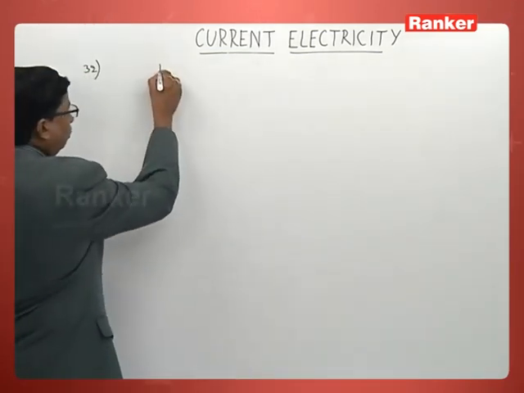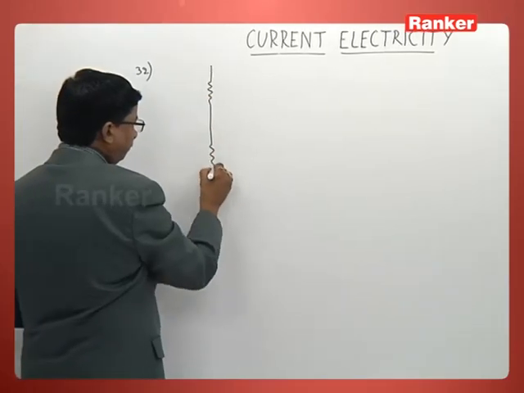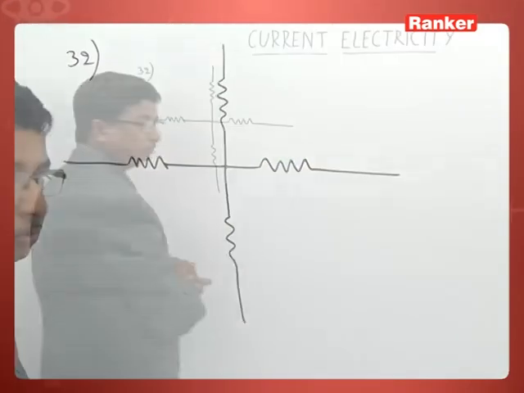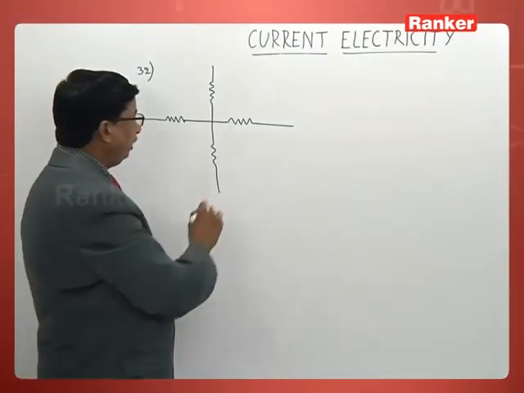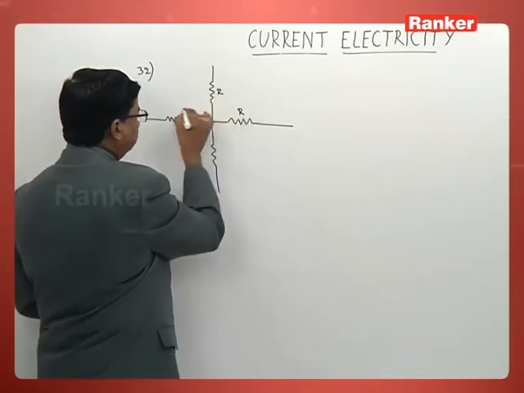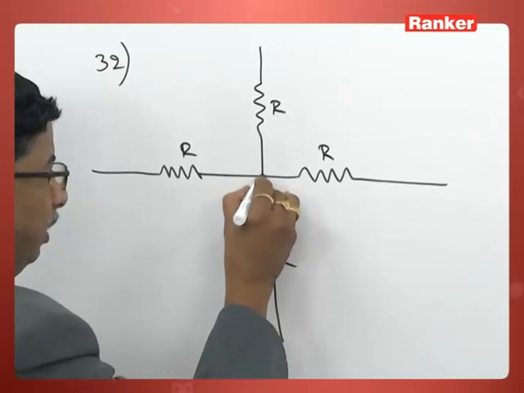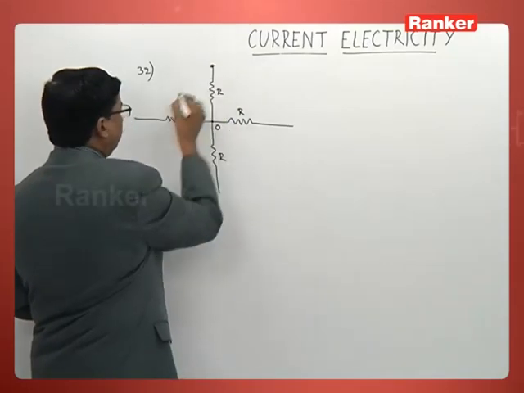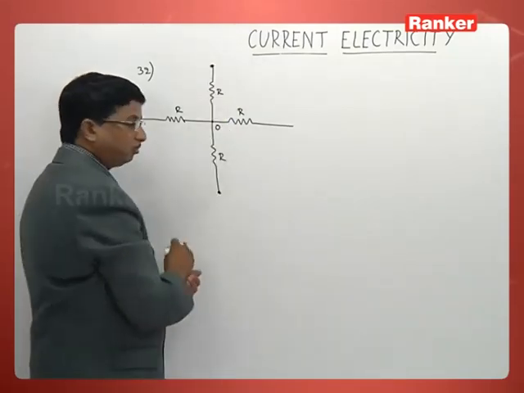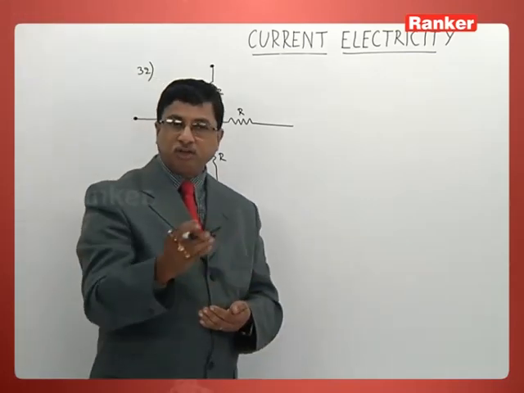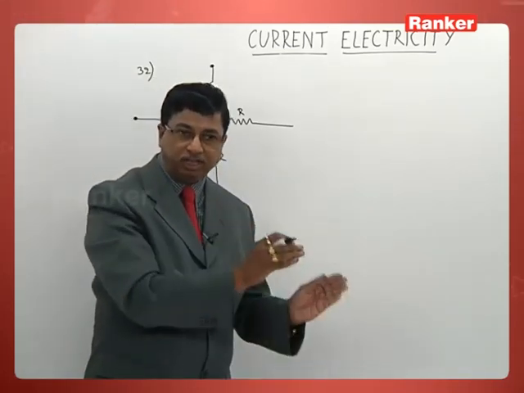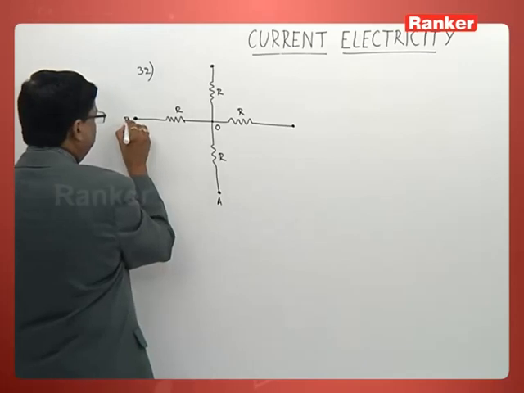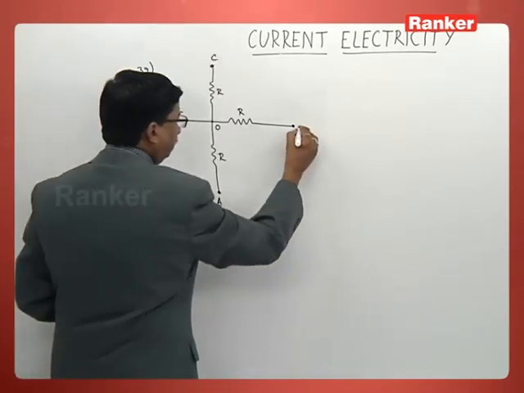Let me draw the circuit that has been given first. He gave 4 resistors like this, and what he said is, each resistance is R. This is the point O. And he has mentioned over here, this is one point, this is another point, this is the third point. What are those 3 points? One is A, one is B, one is C. And this point is the other one. So this one is A, this one is B, this one is C, this one is D.